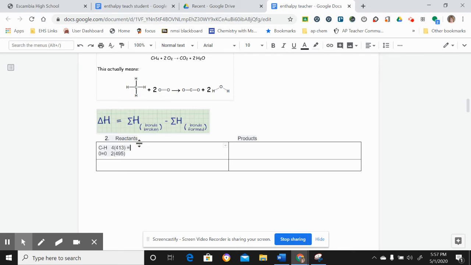Now, if I multiply these out, 4 times 413 gives you 1652. 2 times 495 gives you 990. If I add those two up, I get a total of 2642.